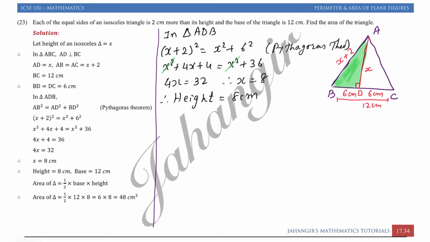Base is already 12, so we'll take area of triangle is equal to half into base 12 into height 8. So we can cancel out, 2 ones are 2, 4s are 12, 4s are 48. 48 centimeter square.